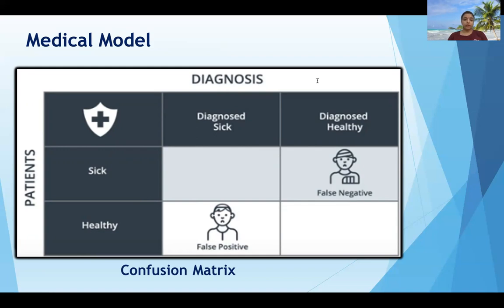In other words, which one is worse: to diagnose a healthy person as sick, or a sick patient as a healthy person? Okay. So the answer is it is more dangerous to diagnose a sick patient as a healthy patient and send them back home without treatment than diagnosing a healthy patient as sick. That means a false negative is much worse than a false positive.